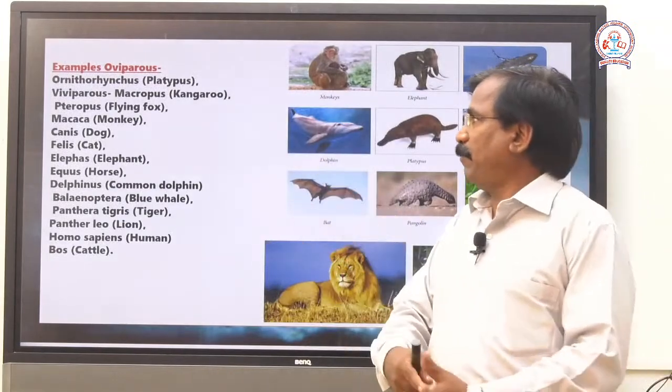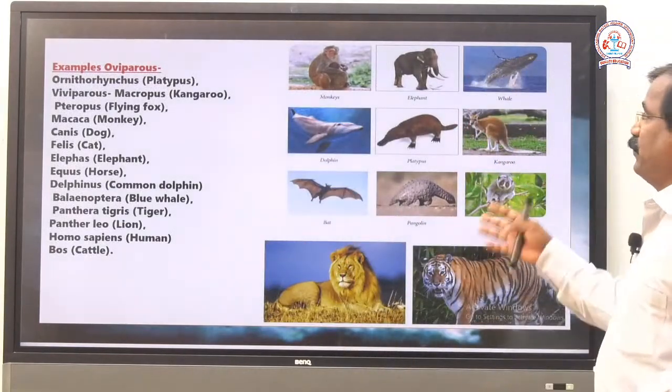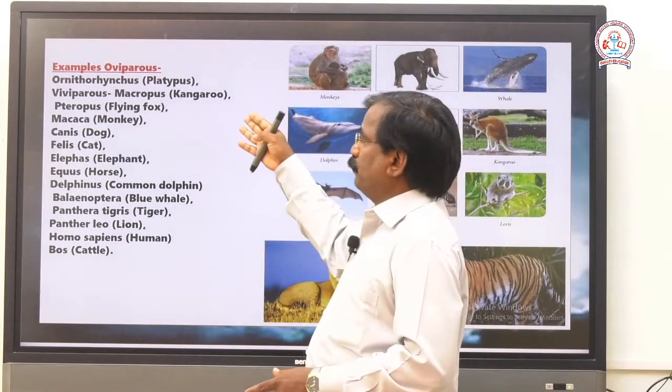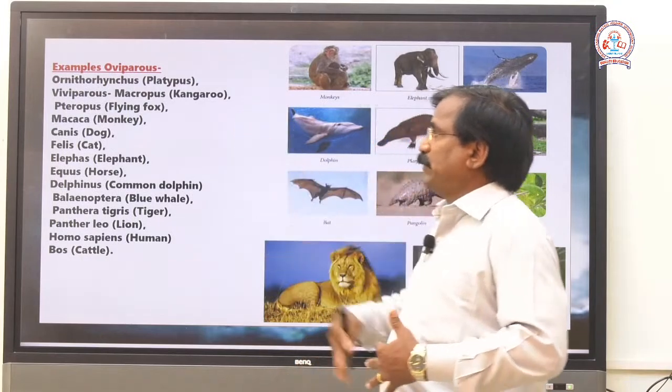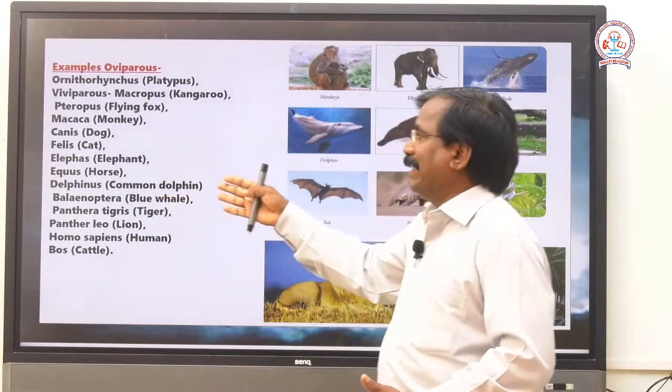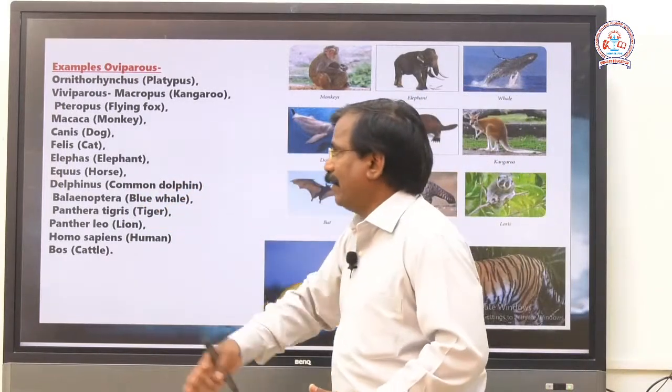Examples: Ornithorhynchus, platypus, an egg-laying mammal. Macropus, kangaroo, a pouched animal. Pteropus, flying fox. Macaca, monkey. Canis, dog. Felis domestica, cat.